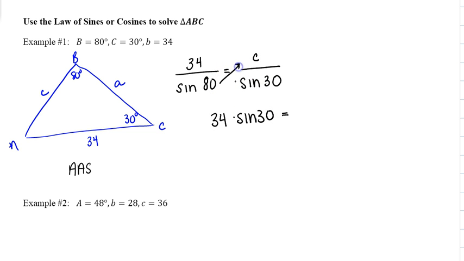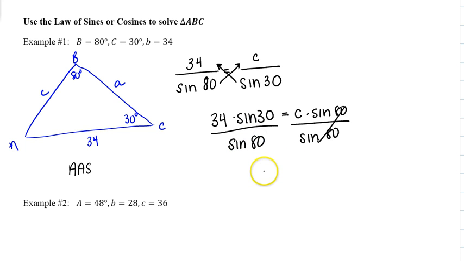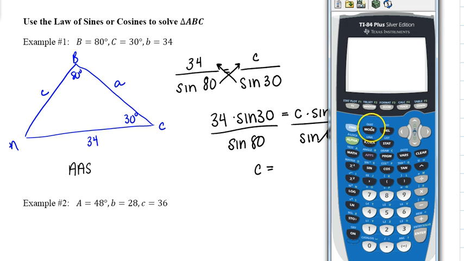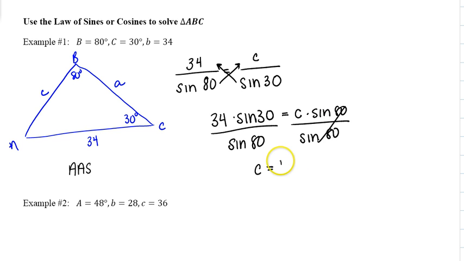If we cross multiply, I've got C times the sine of 80. Divide both sides by sine of 80, I can get C, and I'm just going to do that on my calculator. Make sure I'm in the right mode. Degrees, good. 34 sine 30 divided by sine 80. So 17.26.